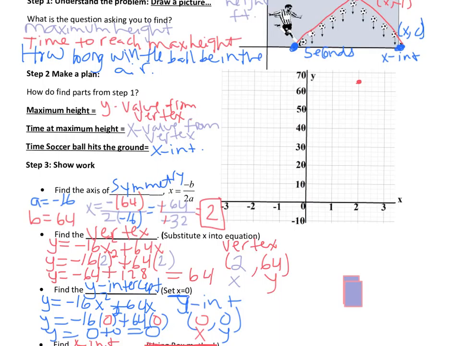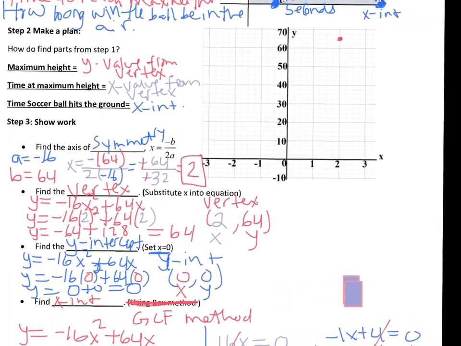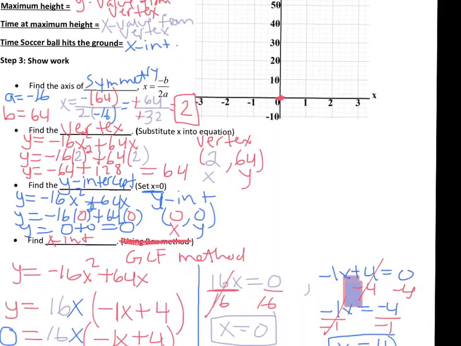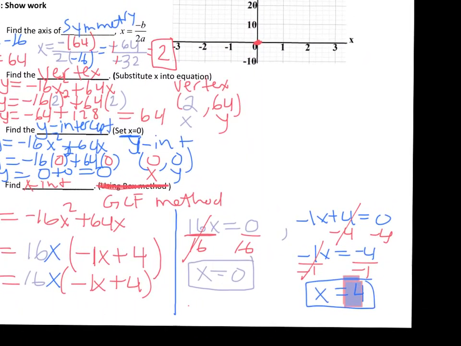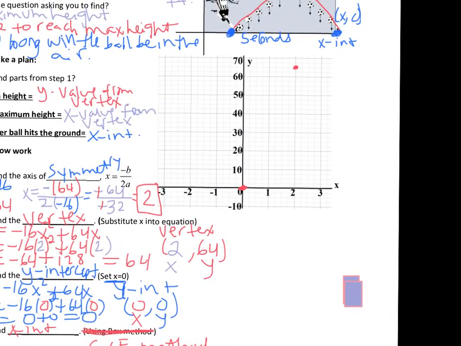The next point we found was the y-intercept. The y-intercept was at (0, 0). So I'm going to draw a point at (0, 0) right here. Lastly, we just found that our x-intercepts are at x equals 0 and x equals 4. So x equals 0 is also right here. X equals 4 is all the way down over here. Alright, so let's go ahead and connect the graph with a smooth curve.